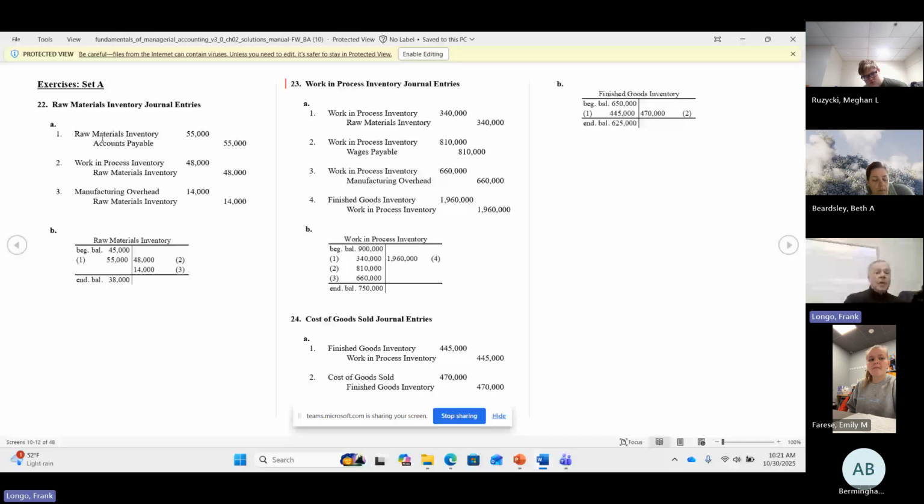Well, first they purchased them. They put them into the warehouse. That was number one. Number two, they took them out of raw materials and put them into the factory, into the product. But the key is it's direct. It was going directly into the product. For number three, they told us that this would be part of overhead. So it would go into an account called manufacturing overhead.